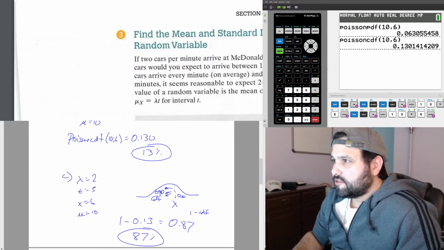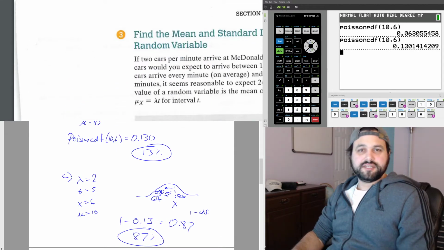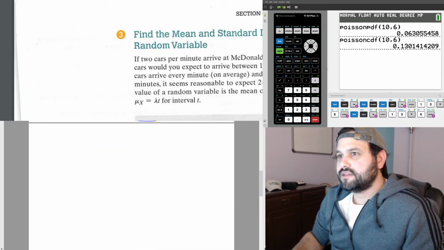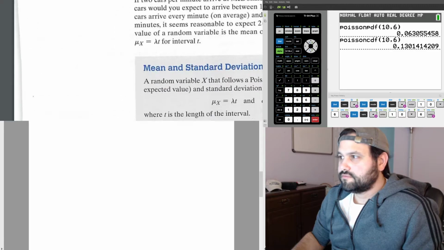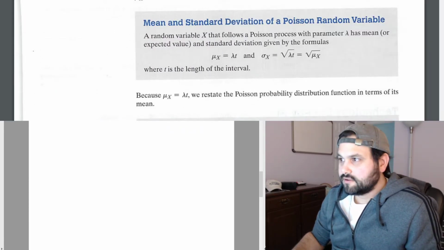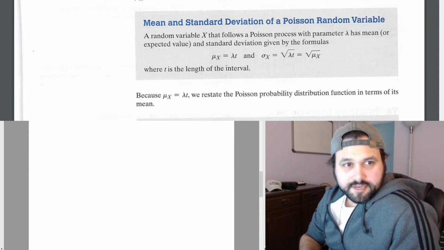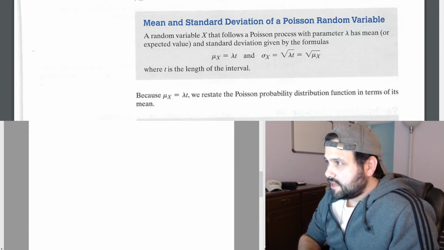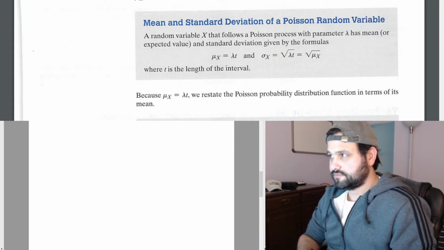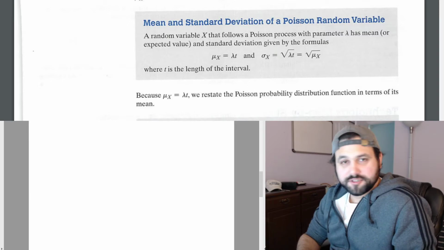So the next part of the book talks about the mean and standard deviation. We already talked about the mean because we needed it for the calculator. And the mean is just lambda times t, right? It's the rate. Lambda times t. And the standard deviation just happens to be the square root of the average. So it's actually pretty simple to do those things.